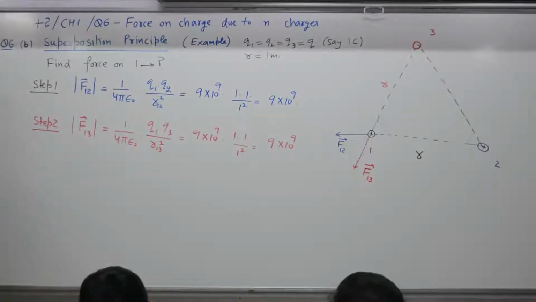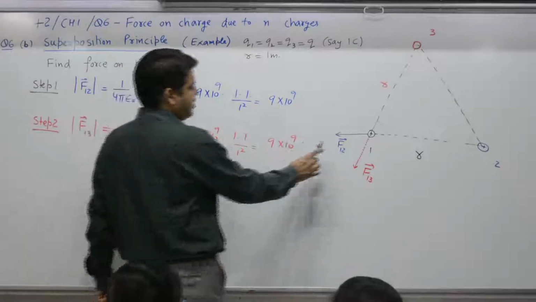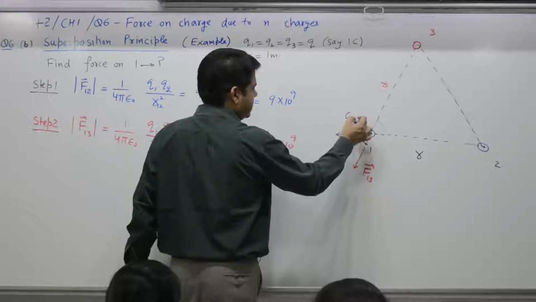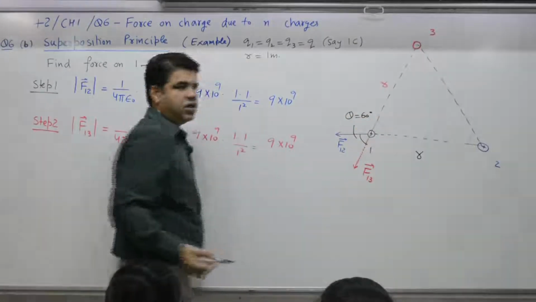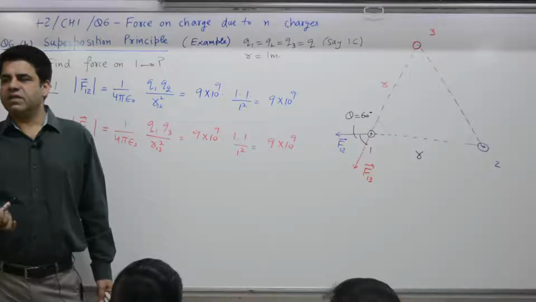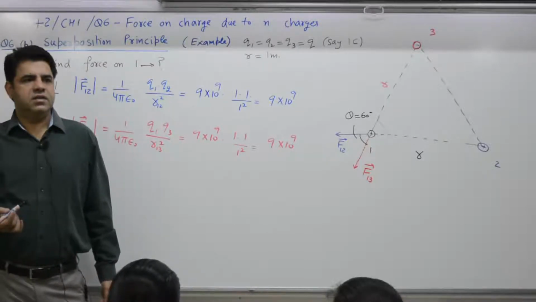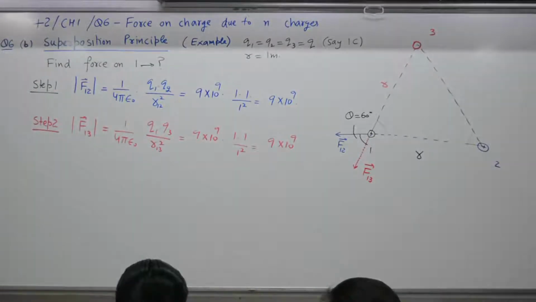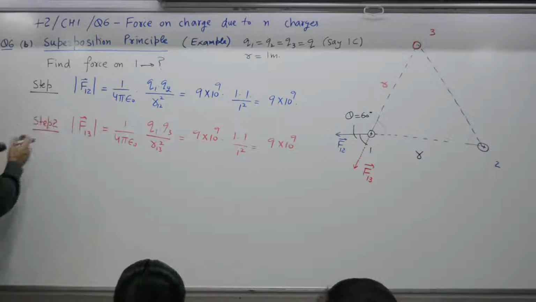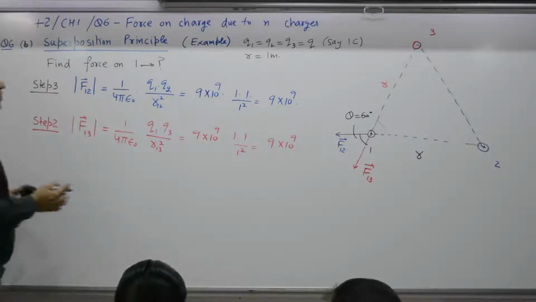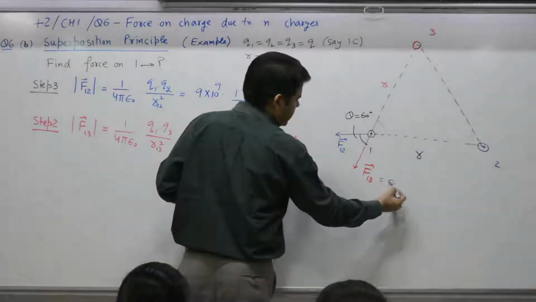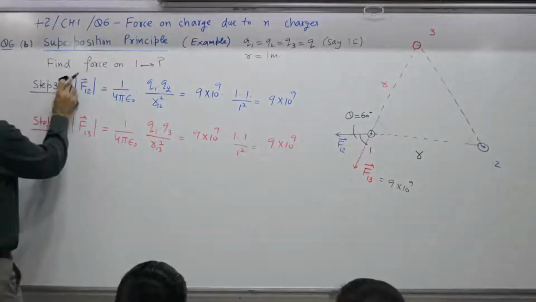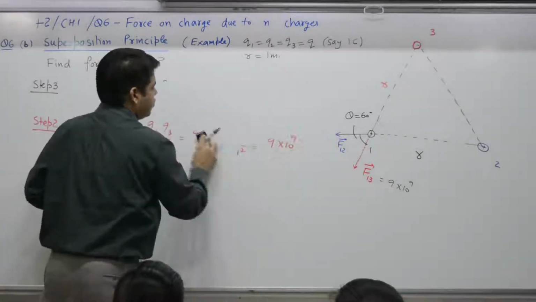Step 3, yes. If you know this force, F12, you know this force, this angle between the two is theta. This angle theta is equal to what? 60 degree. How do you find the resultant of two vectors if they are inclined to each other at 60 degree or at any angle theta? Yes, plus 1. Chapter number 2C. All these forces, this is also 9 into 10 to the power 9. This is also 9 into 10 to the power 9. So step 3 is what? The resultant of two vectors.